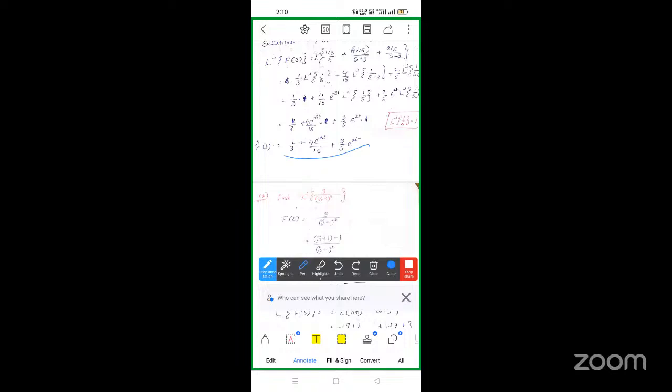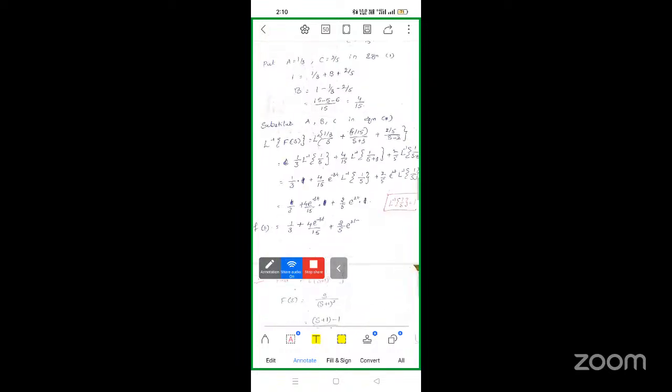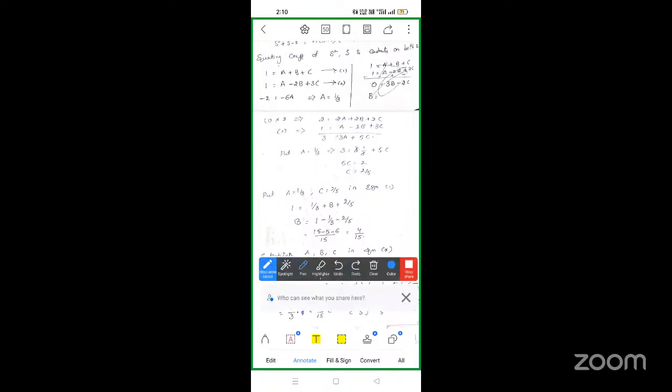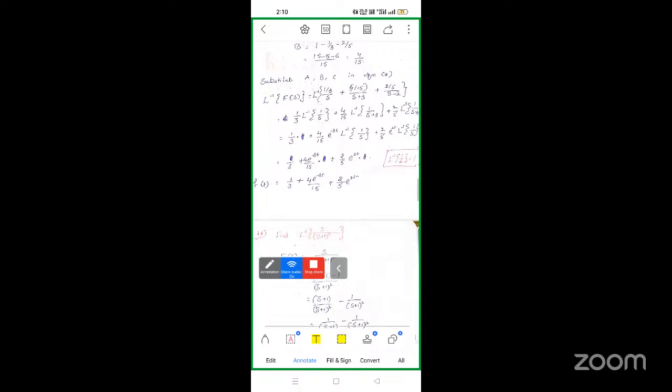So this is a special case. So by using Laplace transforms, by using inverse Laplace transform, by using partial fractions. So this is the first example in partial fractions.